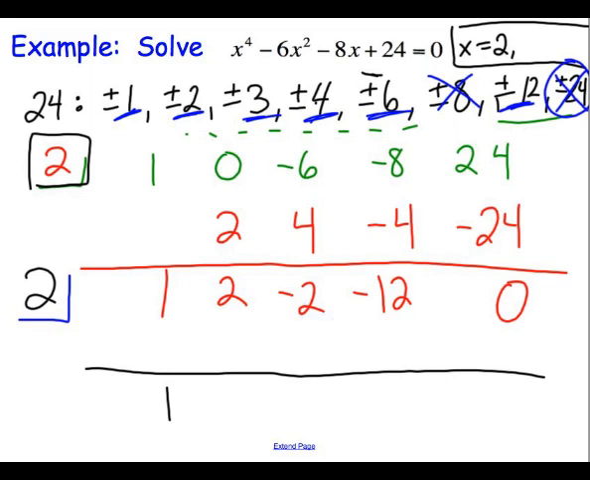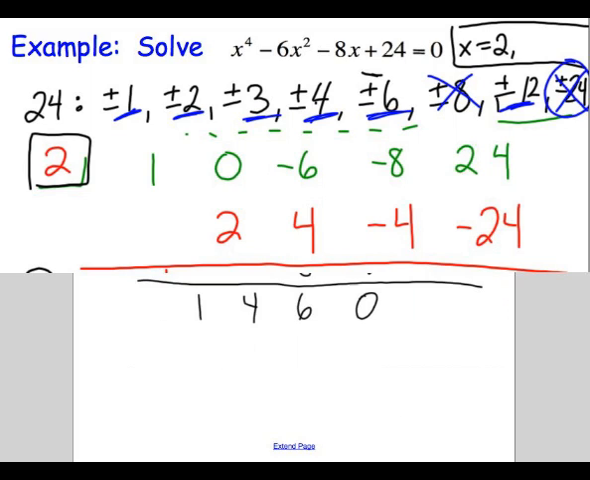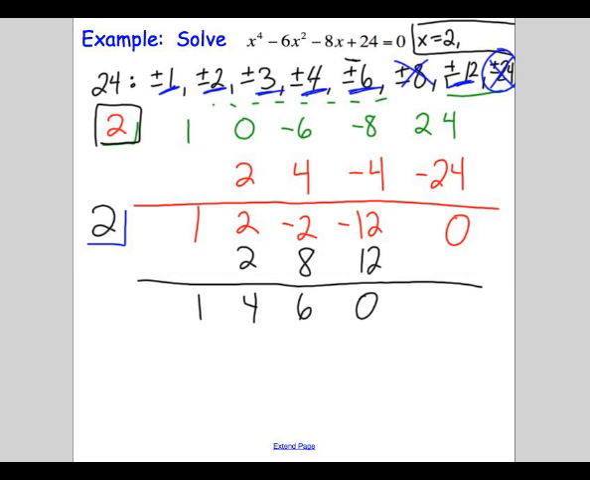So let's try. 2 times 1 is 2. Add them, we get 4. Multiply, we get 8. Add, we get 6. Multiply, we get 12. And we end up with a remainder of 0. So sometimes that happens, which is why I did this example. So this particular polynomial has 2 factors of 2.